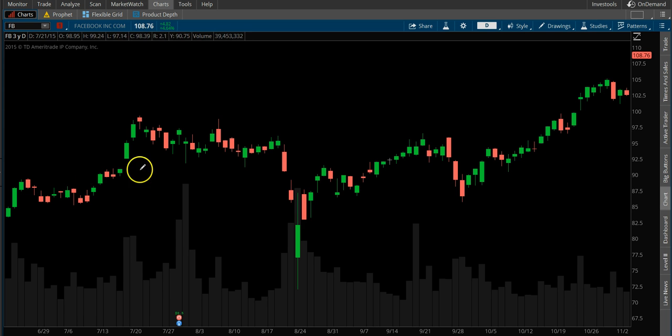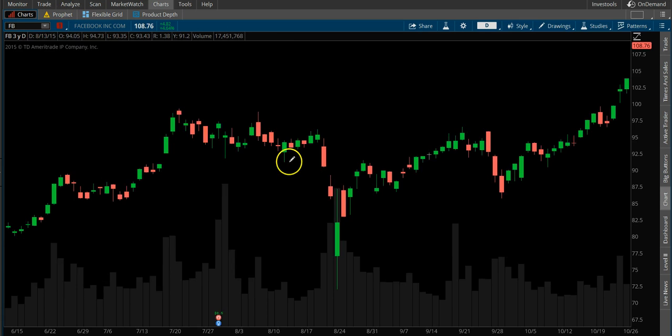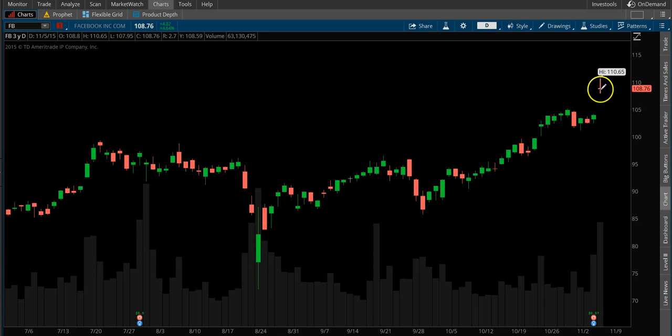This is a daily chart of Facebook, and it looks kind of familiar because this was when we did our drawings and the support and resistance. I want to show you, this is as a result of earnings. We saw Facebook jump all the way up, and this is the most recent candle. It had a high of 110 and then finished at 108.76. So this is what we're looking at now. This is the earnings, and you see it jumped up on earnings.